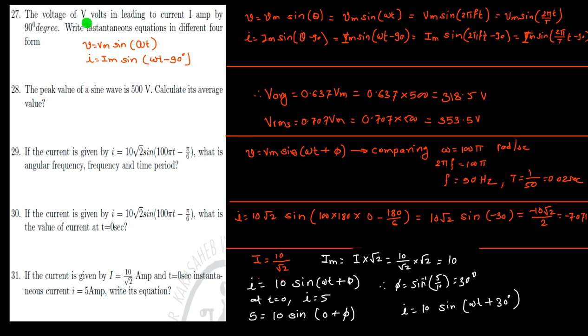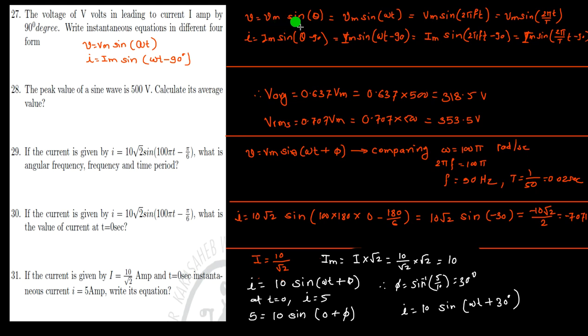So the voltage V volts is leading the current by 90 degrees. Write the instantaneous equation in different four forms. So suppose V is equal to Vm sin omega t. Voltage is leading by 90 degree means current is lagging by 90 degree. So I is equal to Im sin omega t minus 90.